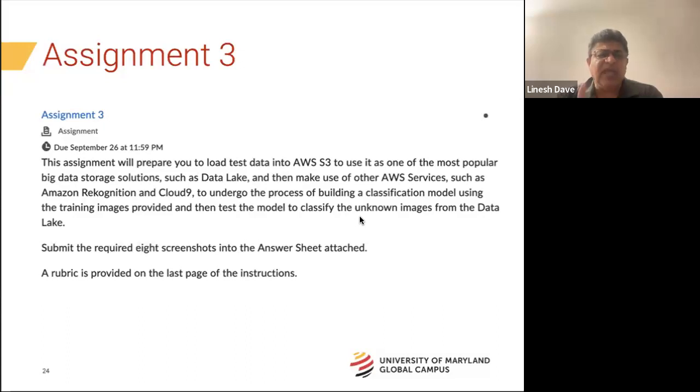Okay, and most importantly, you need to submit the answer sheet. Please do not submit the instruction sheet with screenshots. There's an answer sheet template that's available. Use that. There are 8 screenshots that are required, as you go step by step through the project. Just follow the instructions. You may feel like there are many, but if you follow the step-by-step instructions, you can't go wrong, trust me.